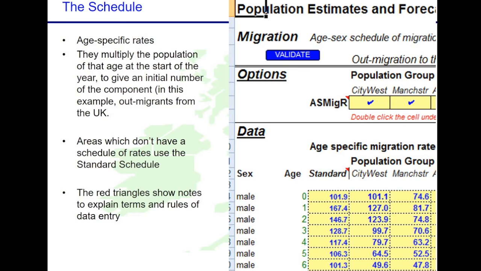If we don't provide a schedule of rates for one of our areas, then the standard schedule of rates is applied. You might notice some red triangles in some parts of the input file, and if you hover over those, they show notes to explain the terms and rules of data entry.